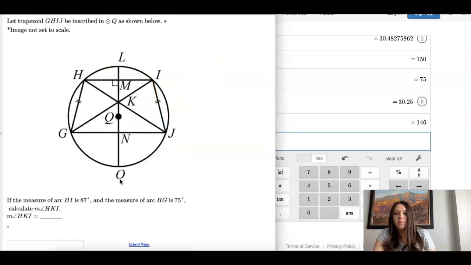Alright, so another trapezoid in a circle. If the measure of arc HI is 87, and the measure of arc HG is 75, calculate HKI. We're calculating this angle right here.